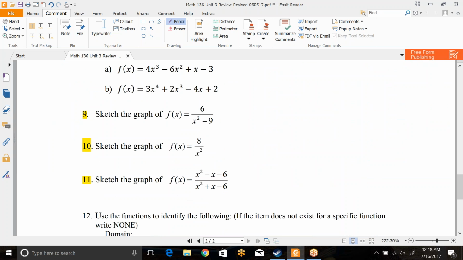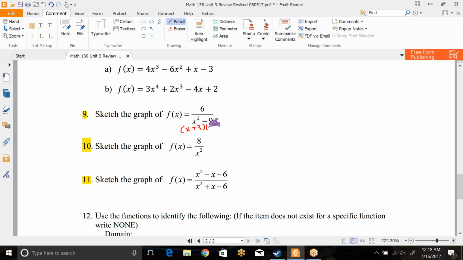Okay, numbers 9, 10, and 11, I was asked to graph these. So the reason I'm glad that these were asked is we can talk a little bit more about the horizontal asymptotes long division case there, because I felt like we didn't get to see as much variety as I wanted in class on those. So the first thing you want to do on these is to factor the denominator.